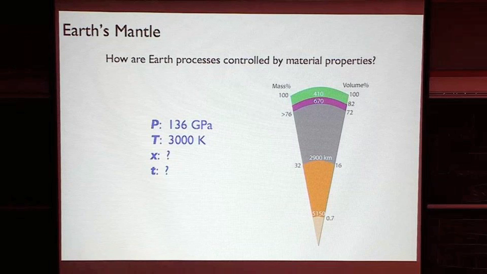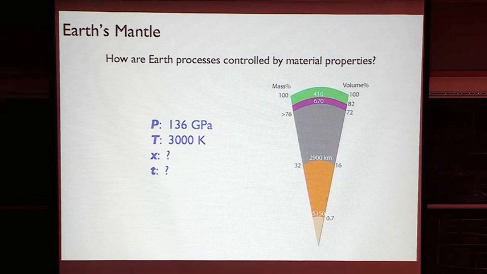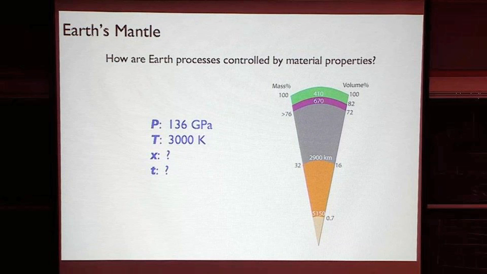So the mantle is a very large reservoir for the Earth. Usually we talk about it including the crust. In terms of thickness, it's not the thickest layer because the core is thicker. So the mantle goes from the top to almost 2,900 kilometers. Everybody knows that. Sometimes people don't really pay attention to the volume fraction and the mass fraction of the different layers of the mantle.